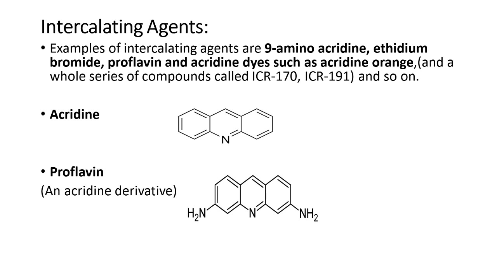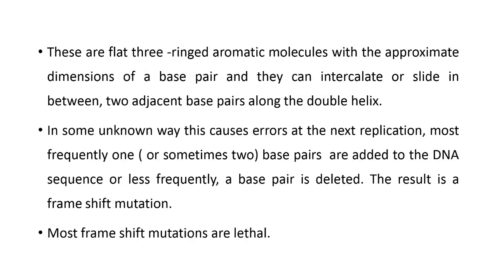And next is about the intercalating agents. Examples of intercalating agents are 9-aminoacridine, ethidium bromide, proflavin, and some acridine dyes like acridine orange. And these usually have a structural similarity to base pairs in DNA. These are flat 3-ringed aromatic molecules with the approximate dimensions of a base pair, and they can intercalate or slide in between 2 adjacent base pairs along the double helix during replication.